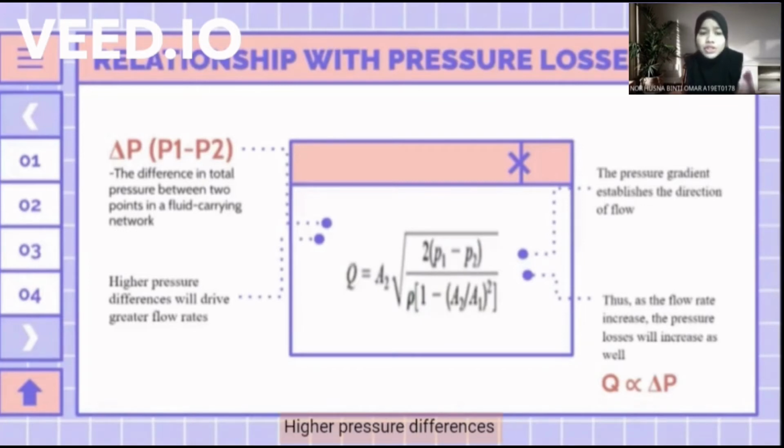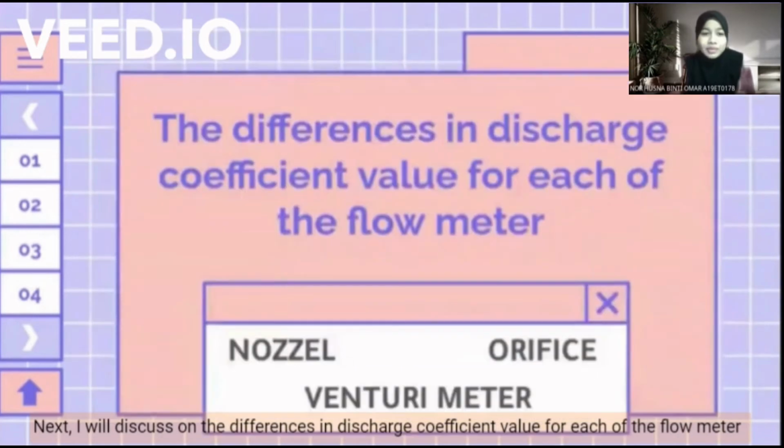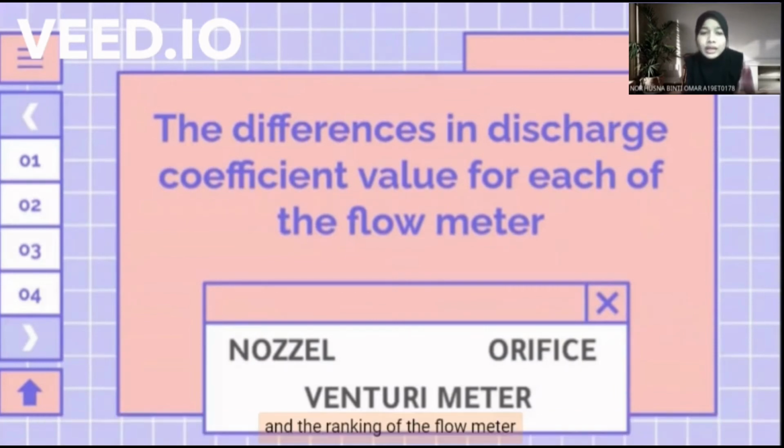Higher pressure difference may drive greater flow rates. The pressure gradient establishes the direction of flow. Thus, as the flow rate increases, the pressure losses will increase as well because Q is directly proportional to delta P. I will discuss the differences in the discharge coefficient value CD for each flow meter, and then the ranking of flow meters according to accuracy.